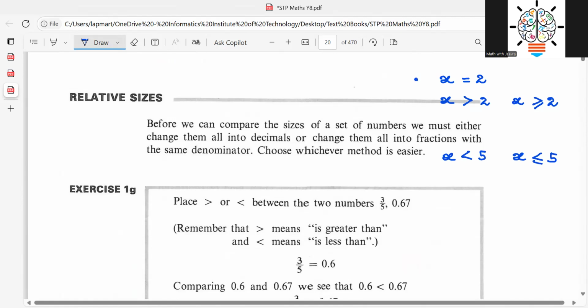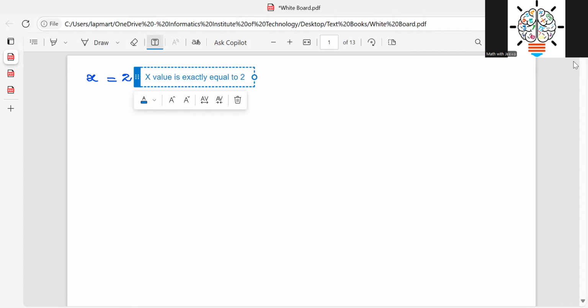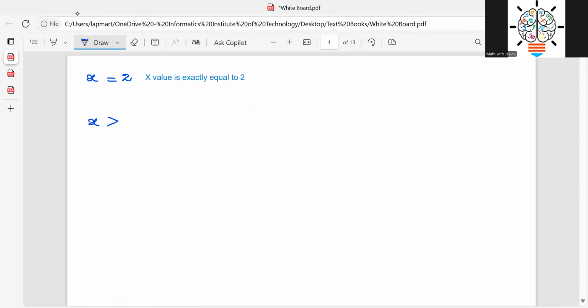First, you want to write down these 3 and elaborate it by yourself that x is exactly equal to 2. Write it like this, so then it's better, I think. So then we will write it in your note that x is exactly equal to 2. Right here I write the x value. x value is exactly equal to 2.